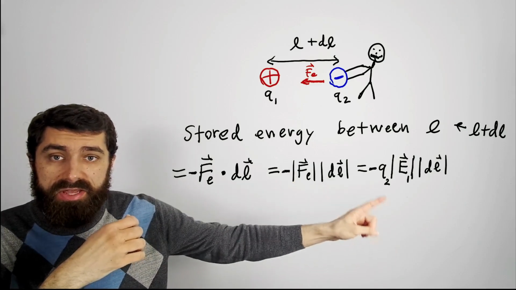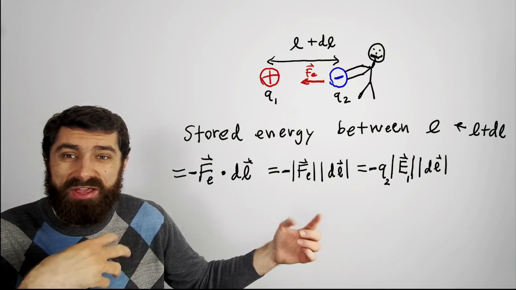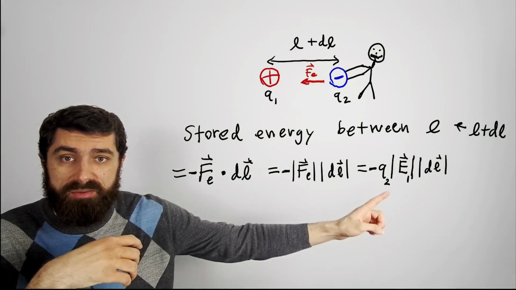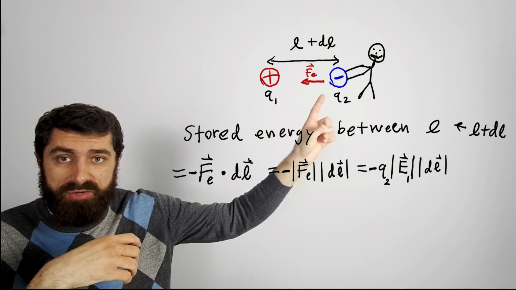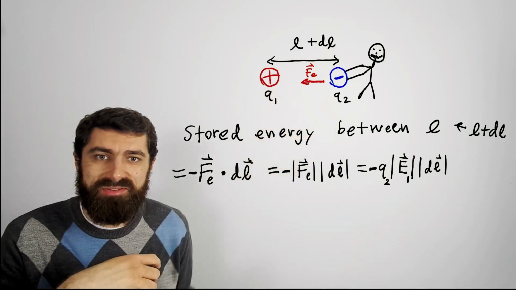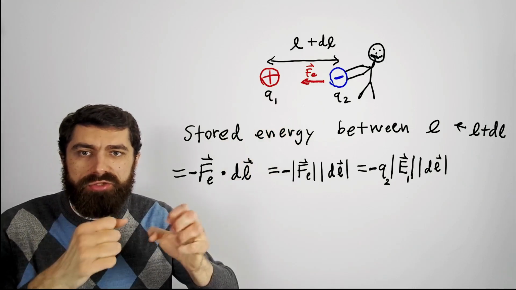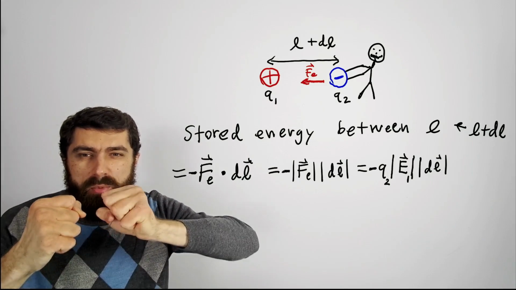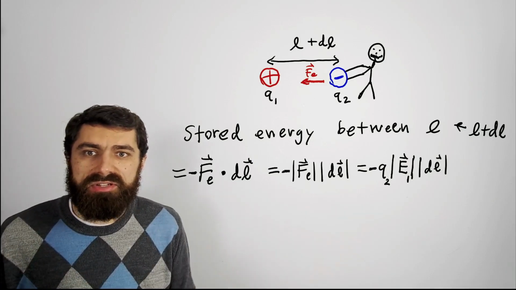And then you remember that from the definition of an electric field, we want to calculate the value of Fe. That would be equal to Q2 times the magnitude of E1, which is the field due to Q1. And then you just multiply it times dl. So that's how you calculate the amount of stored energy if you have two charges that are being attracted to each other, and then you hold them apart just a small distance. That's your incremental increase in energy.